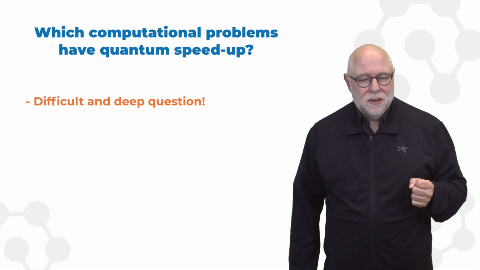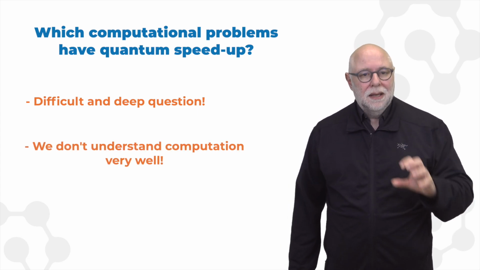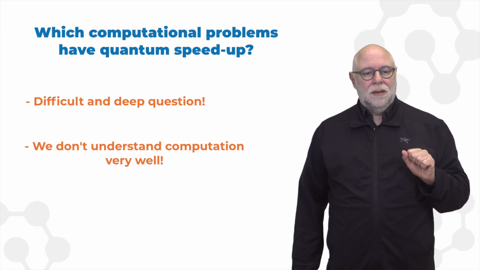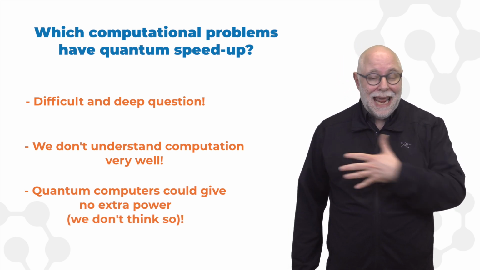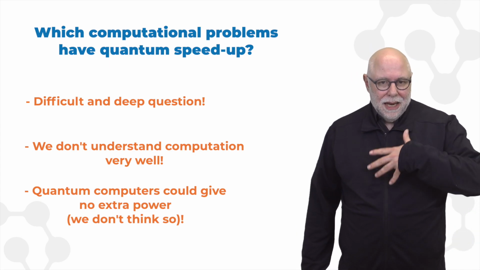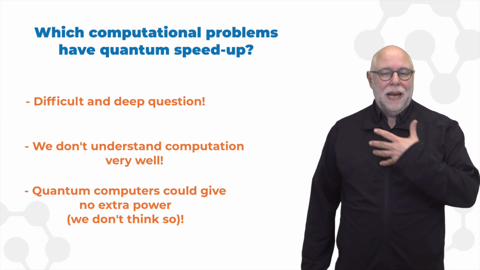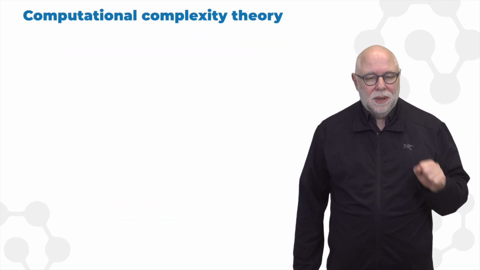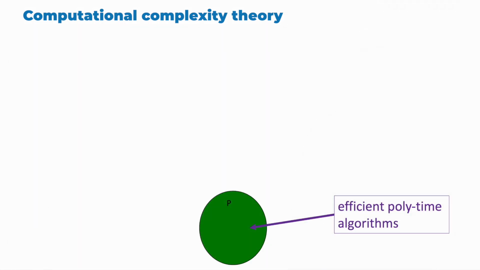And the reason why this is so difficult is because we don't really understand classical computation very well. It could, for example, be the case, although we don't think so, that quantum computers don't give even any additional power over classical computers. Let me explain. In computer science, and in particular in the field of computational complexity theory, we try to divide the world of computational problems up into complexity classes. And one such class is the class P, which stands for polynomial time algorithms, and that means that these represent all the problems that can be solved efficiently on a classical computer.